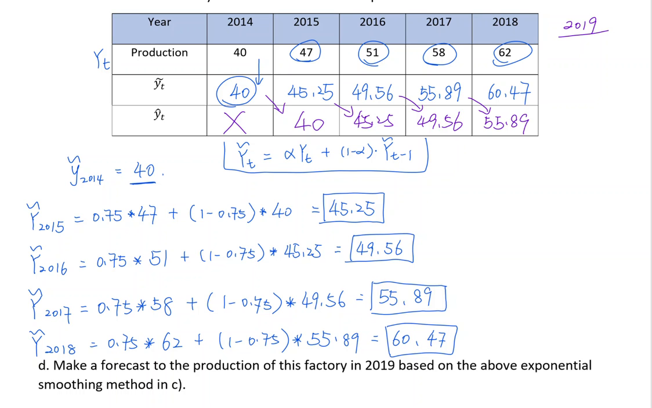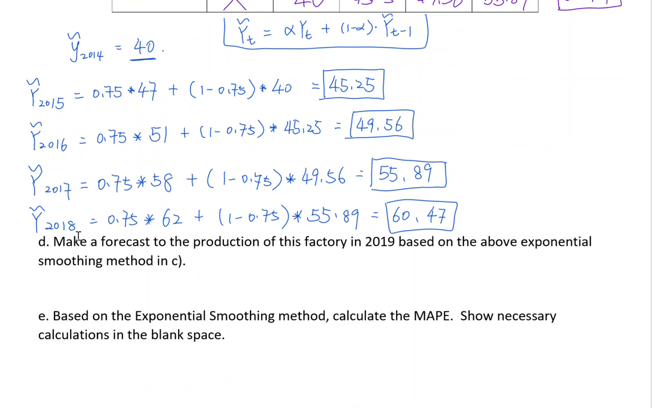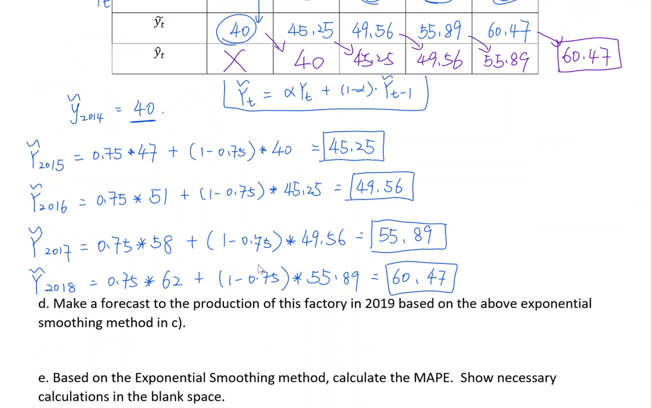Then what is about 2019? If you want to make the forecasting about 2019, you need to use the estimated value for 2018, right? So it will be 60.47. Alright, so the next question is just asking about make the forecast about the production of this factory in 2019 based on the above exponential smoothing method. So what is that? What is the forecasting for 2019?